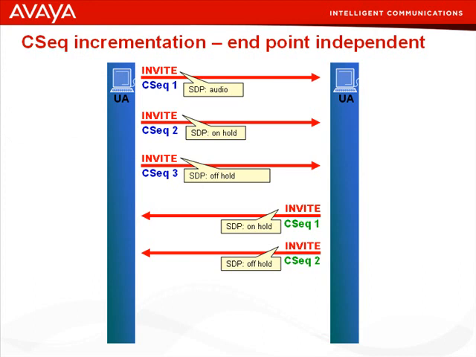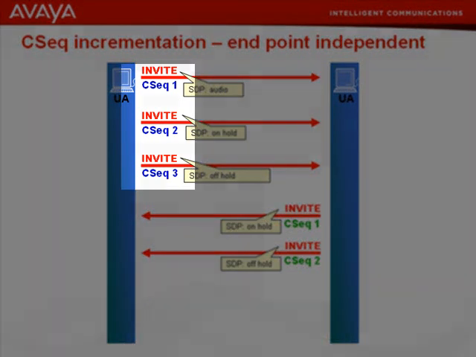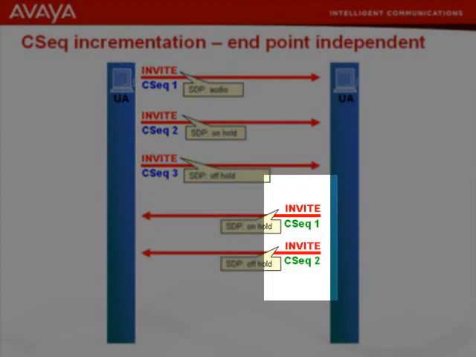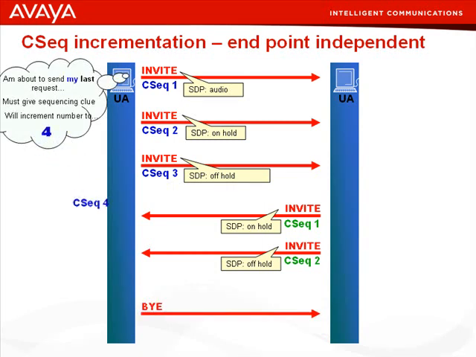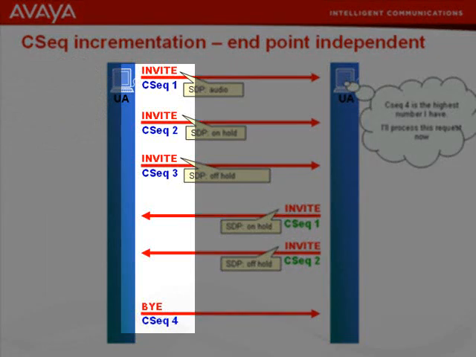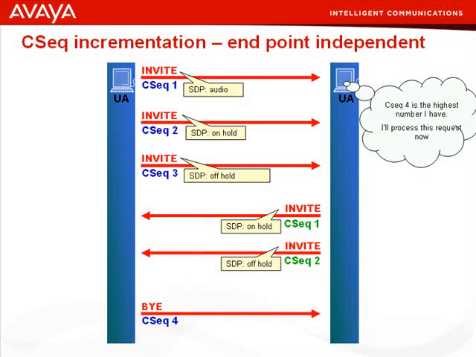So we see here that there are two sets of sequence numbers, both independent of each other, a caller set and a callee set. If the caller then wants to do something more, like end the call for example, again it will increment its CSeq number to give sequence information to the other side to make sure it's processed appropriately.